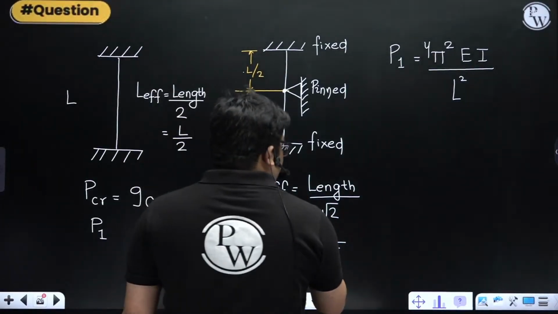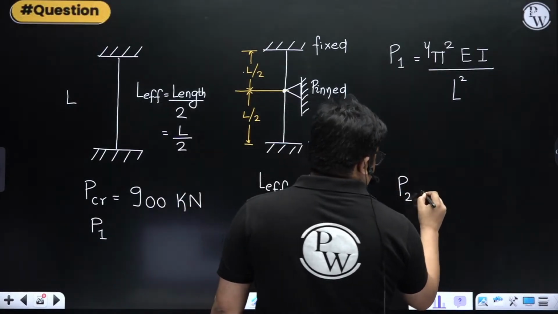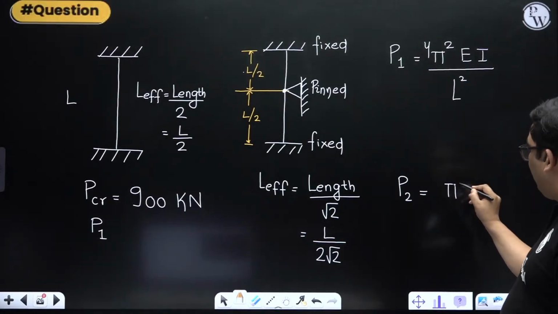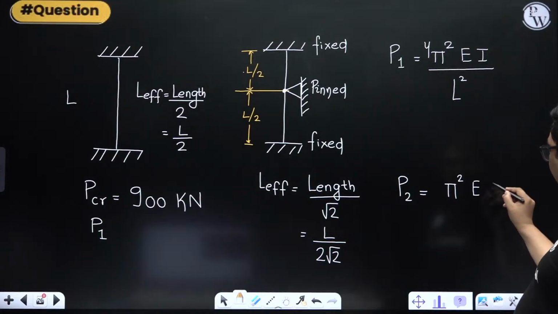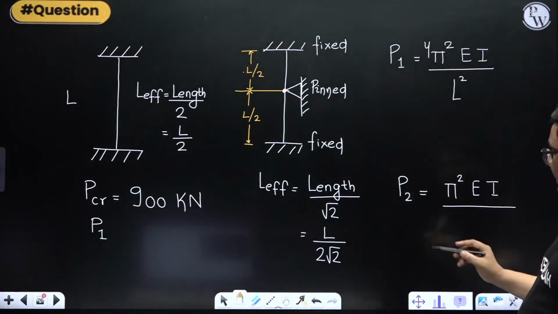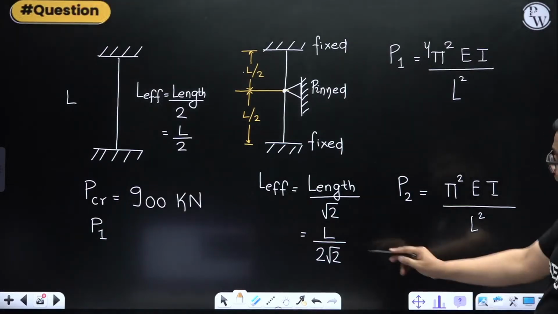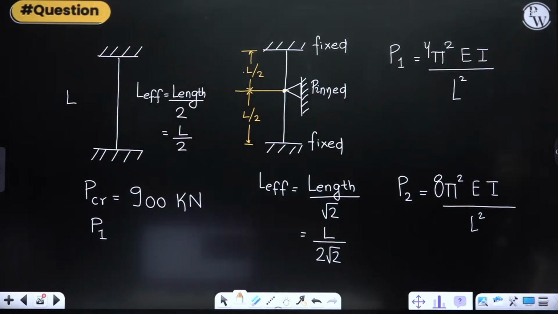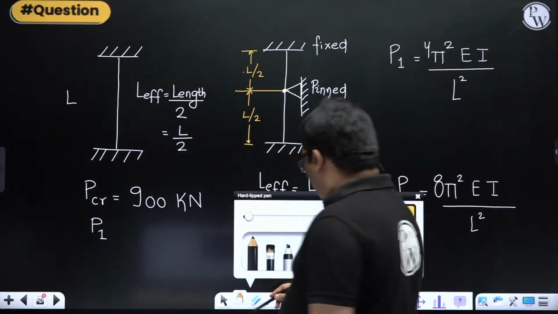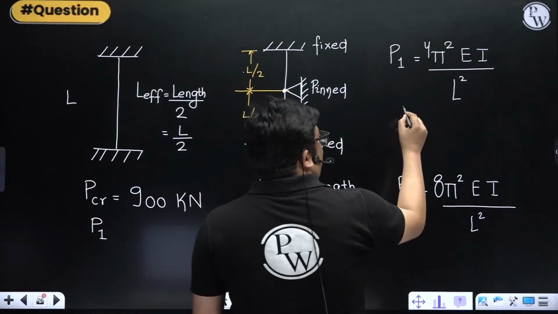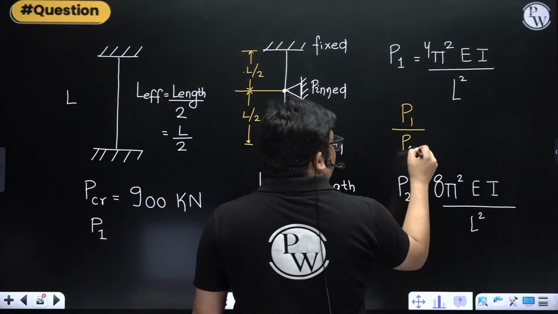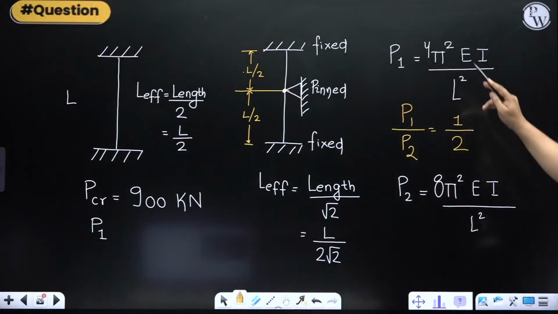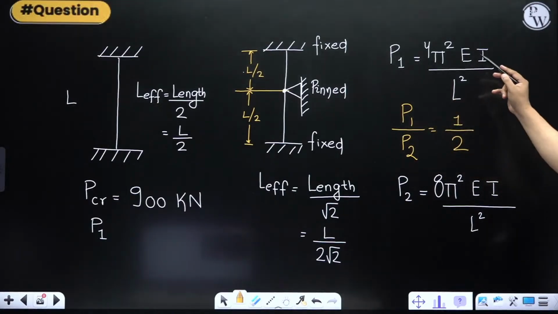So when I find out the P2 for this one, it will be pi square EI divided by L effective square. So L square, and then 2 root 2 square is what? 8. Now when I take P1 by P2, how much am I getting? 1 by 2. Because when you take the ratio, pi square will get cancelled. Both are the same material, so E will get cancelled.